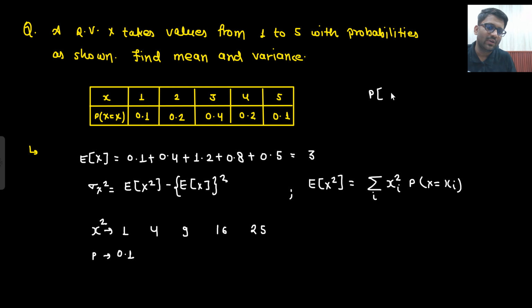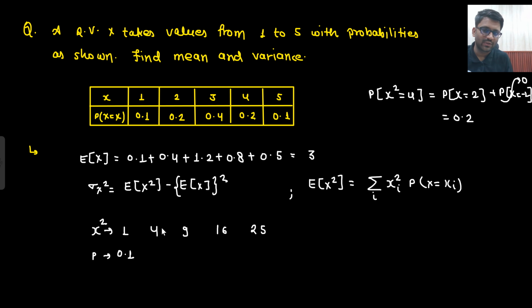What I am asking, what is the probability of x square taking value 4? That would be equivalent to the probability of x taking value 2. Actually it would be plus minus 2, right? x could be plus minus 2, but you know that the probability of x equal to minus 2 is already 0. So the probability of x equals 2 is 0.2. So the probability of x square taking value 4 is equal to 0.2 only, no? Are you able to understand this point?